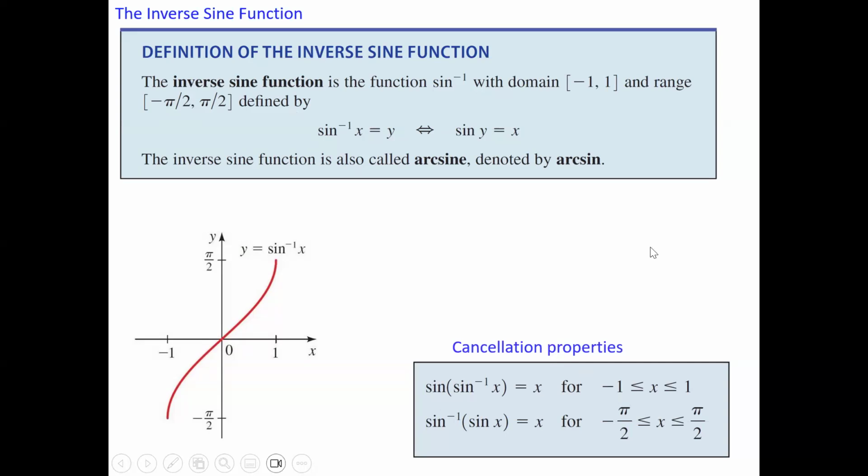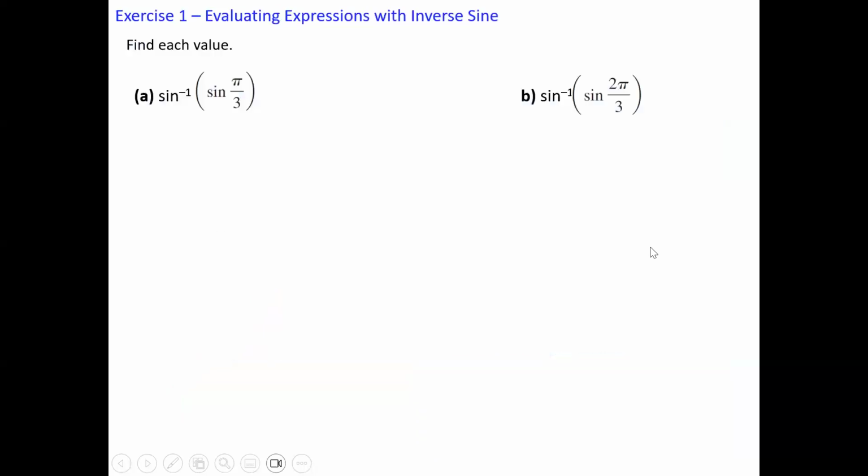remembering the restrictions. Now let's do the first exercise. Find each value. We have to be careful with the domain. Inverse sine of sine of pi over 3. We can see they will actually cancel each other. Pi over 3 is definitely in the domain from negative pi over 2 to positive pi over 2. That's when we can simply use the cancellation equations and we will end up with this.